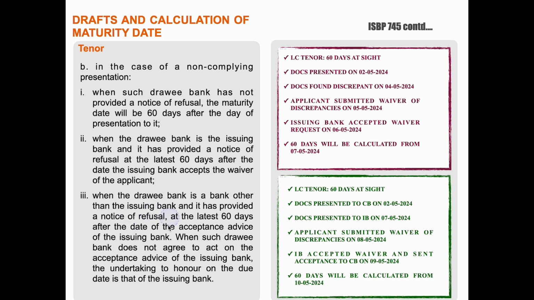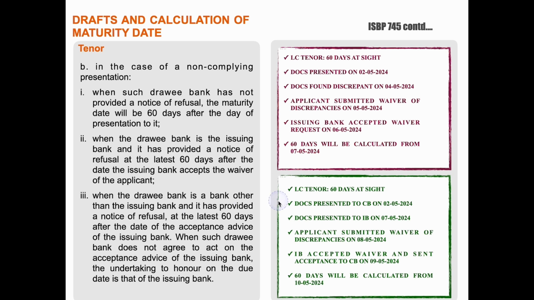That is discussed here. When the drawee bank is a bank other than the issuing bank and it has provided a notice of refusal, let it be the confirming bank or the nominated bank, within 5 banking days, in such a case, the maturity is at the latest 60 days after the date of the acceptance advice of the issuing bank. Whenever a document is discrepant, the confirming bank or the nominated bank will ultimately send the documents to the issuing bank, right?